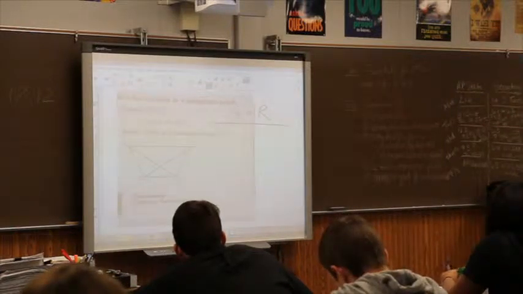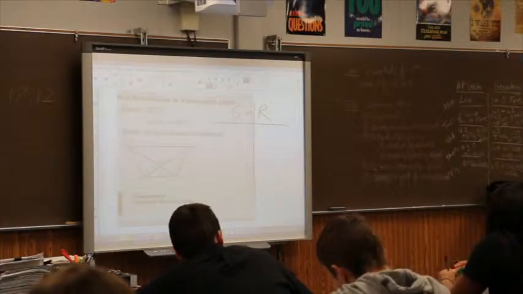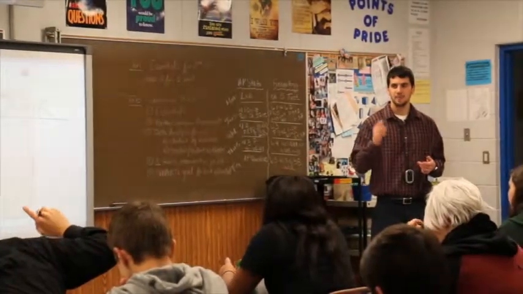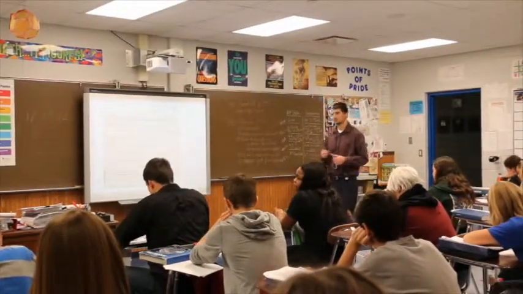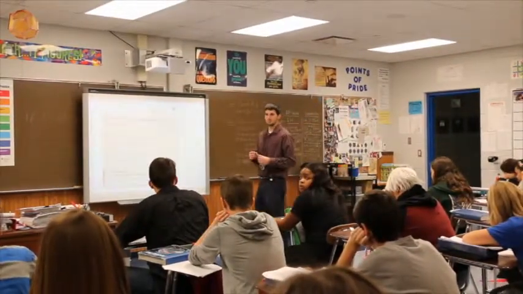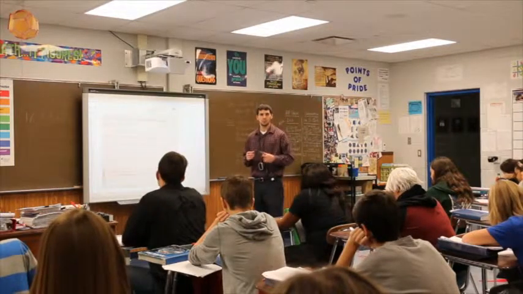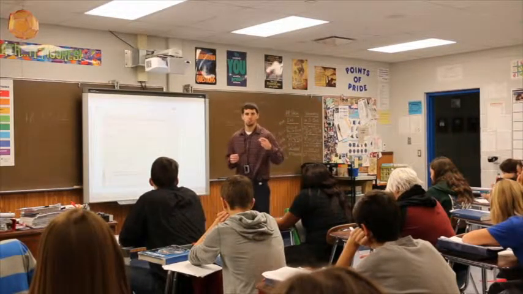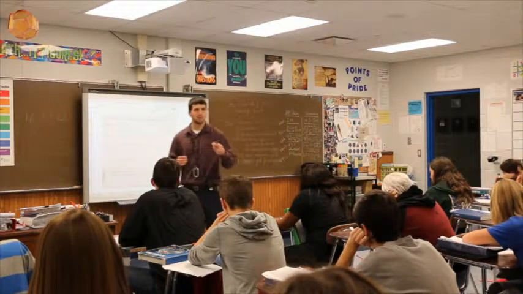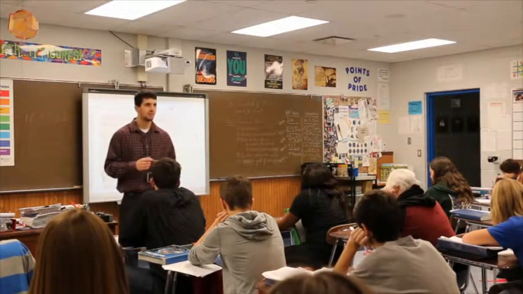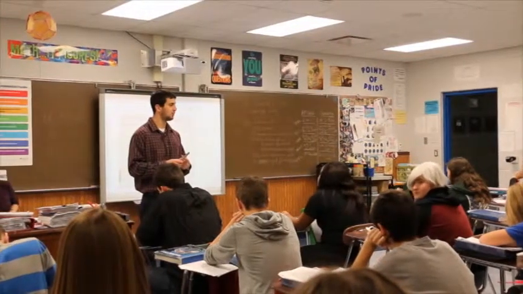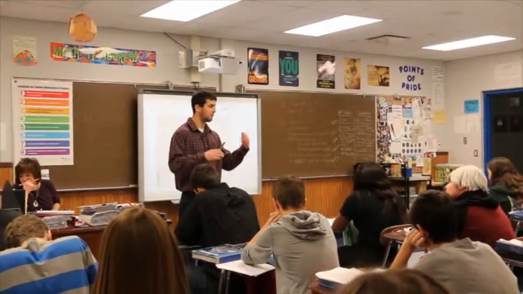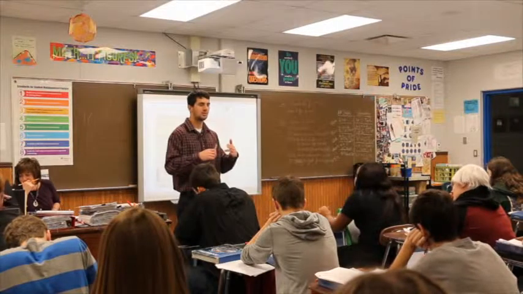What are some things that are true about isosceles trapezoids? Lucas? I can't remember what it was. Ryan? The base angles are congruent. The base angles are congruent. What else has to be true? The top. Yep, both base angles have to be congruent, both sets.